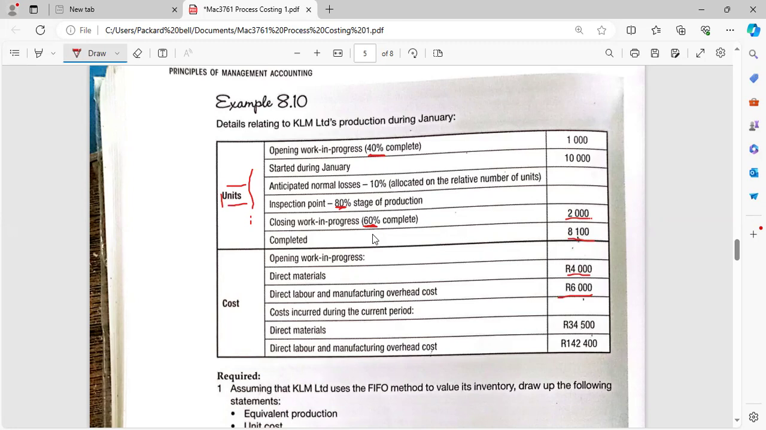But I will emphasize here: closing work in progress, inspection point, anticipated normal loss, and opening work. If you can understand these, I think that's where most of the challenge will be when we are answering the question. Right, so let's look at what they want us to do.